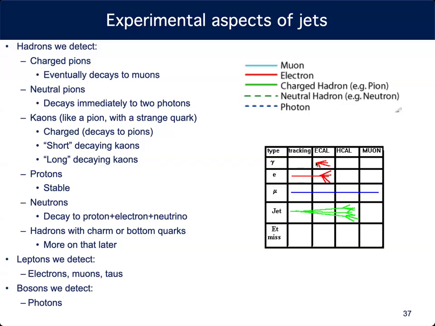And so if it's an electromagnetic object like an electron or a photon, it will deposit most of its energy in the electromagnetic calorimeter. So those are the 2 easiest ones to start with, let's say.